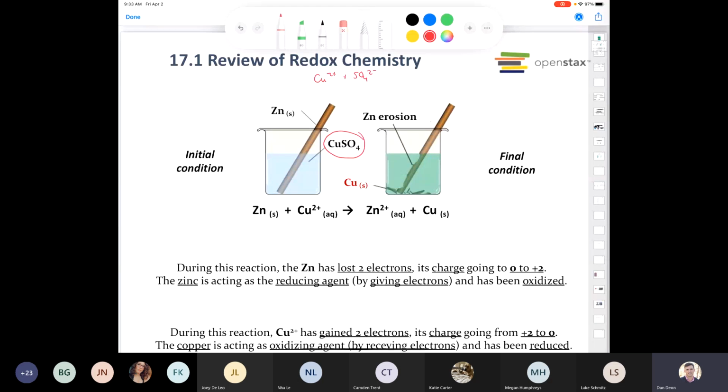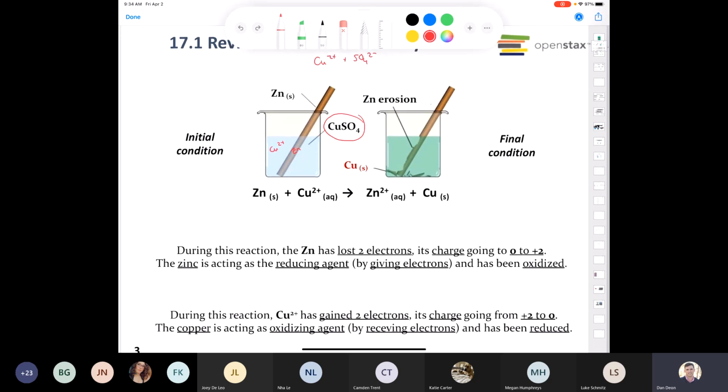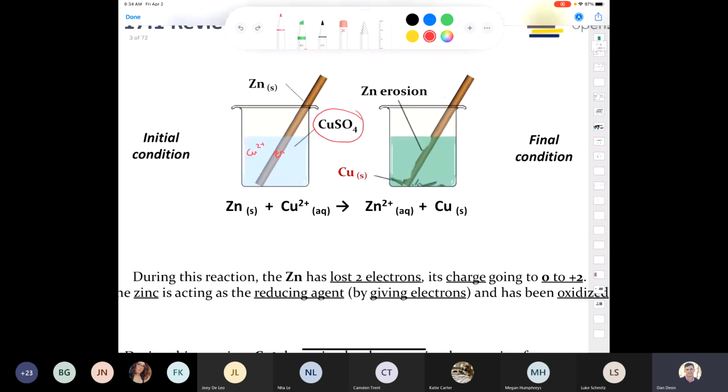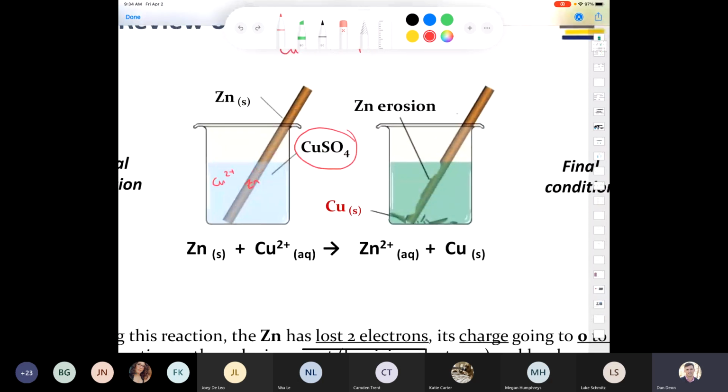So we have an interaction between the zinc metal in the bar and the copper 2+ ions in the solution. The reaction arrow is telling me that if I combine zinc with a copper 2+ ion, I'm going to get zinc ions and copper metal, copper solid. You see that over time the zinc bar erodes away. There's less of the zinc bar here. You also notice that the color of the solution has changed, and there is some solid copper deposited at the bottom.